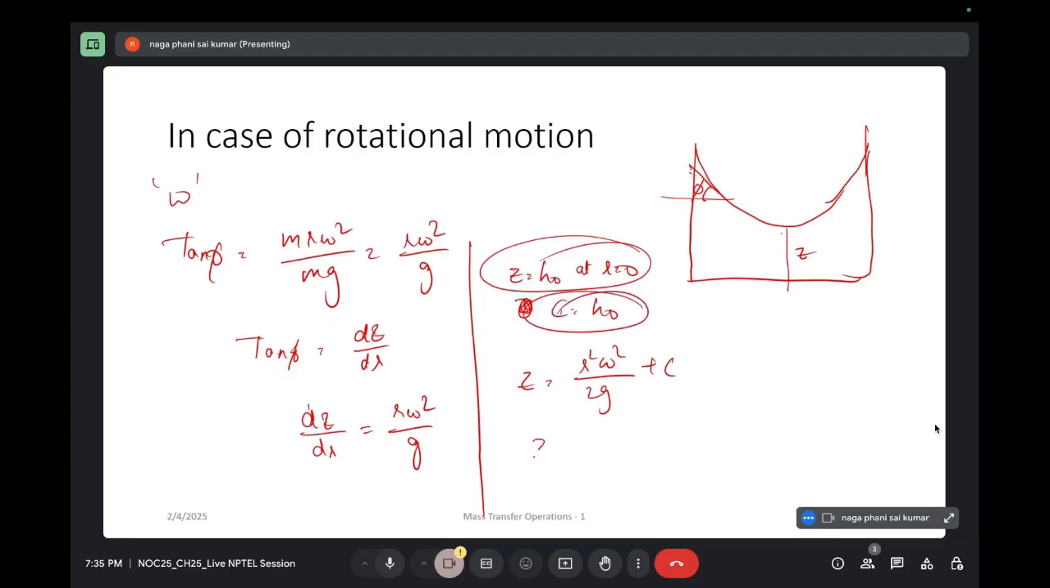Okay, and if you substitute it here, you will be getting z minus h naught is equal to r square omega square by 2g. Okay, so now P2 minus P1, that is pressure difference, will be rho omega square by 2 into R2 square minus R1 square. Okay.